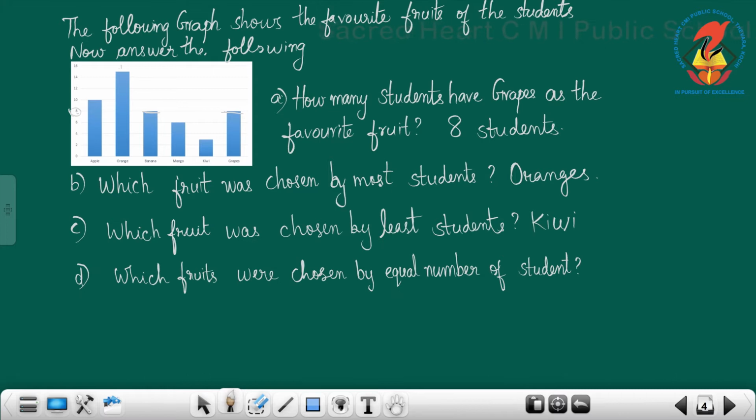Which fruits were chosen by equal number of students? That is banana and grapes. Okay, we can move to the next question.